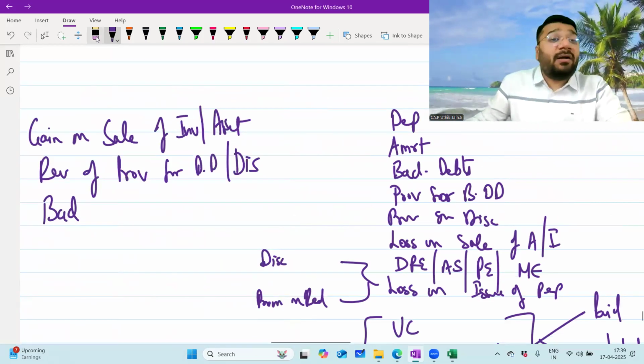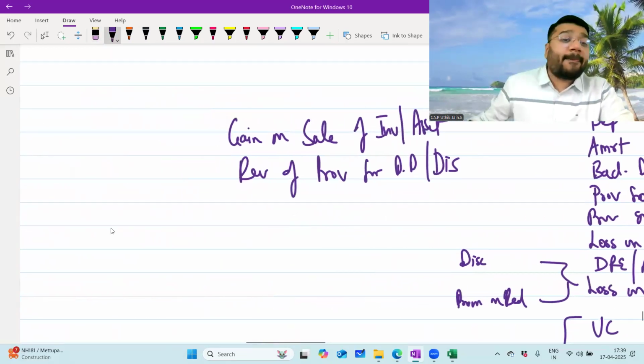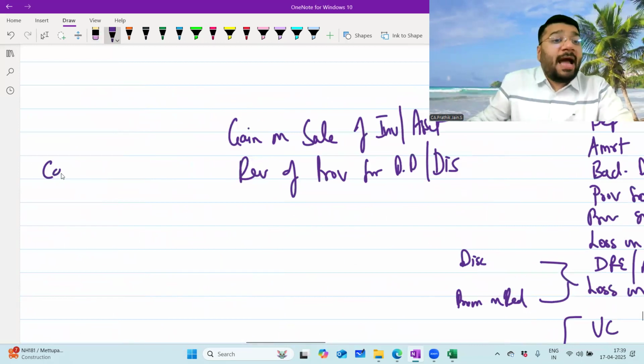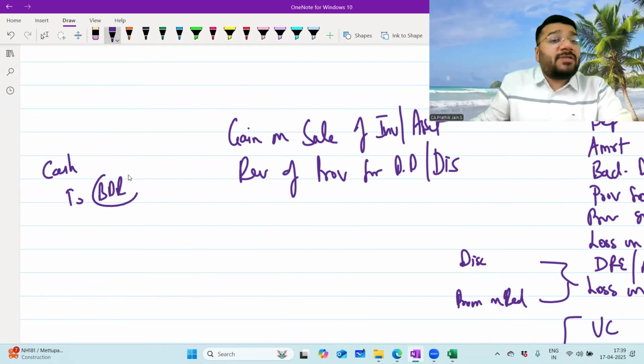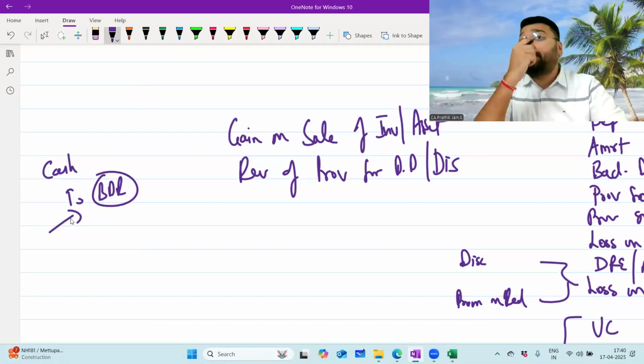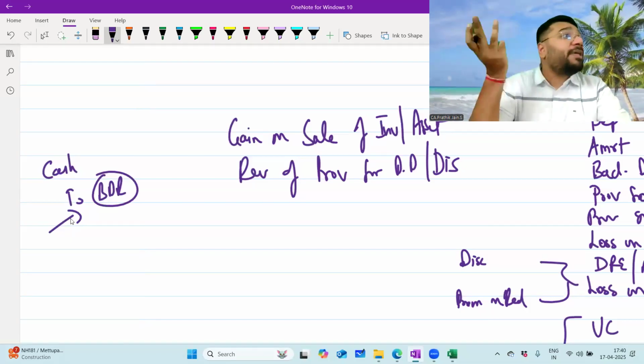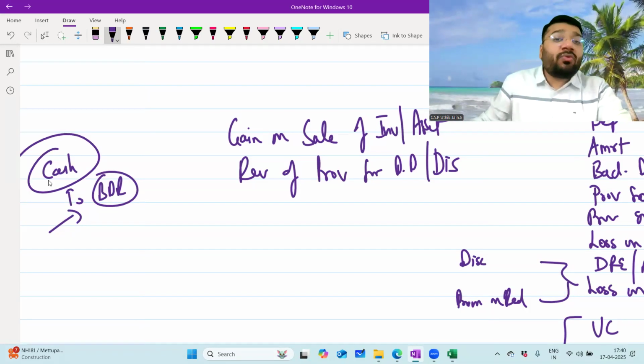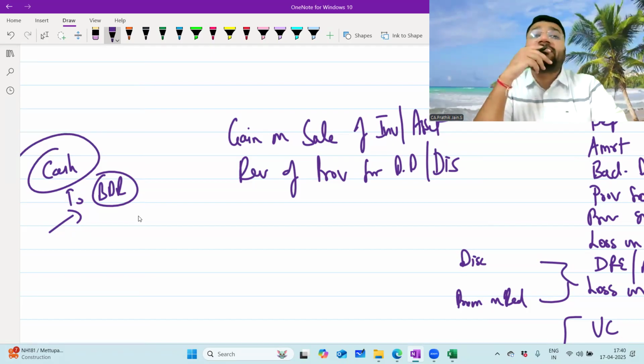But bad debts recovered, what is the entry? Cash or bank account debit to bad debt recovered. And this bad debt recovered will be transferred to your other income. Does it go to other income, or will you adjust it from your bad debts? Anyway, this is pertaining to what? Operation. And since money is received, why should bad debt recovered be reversed?